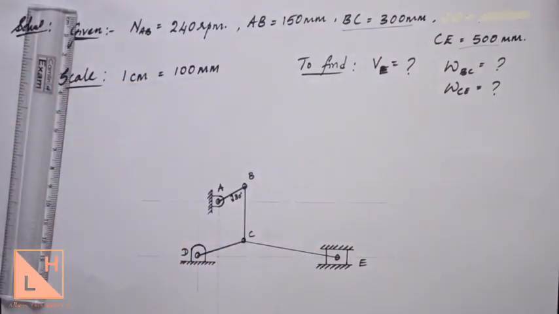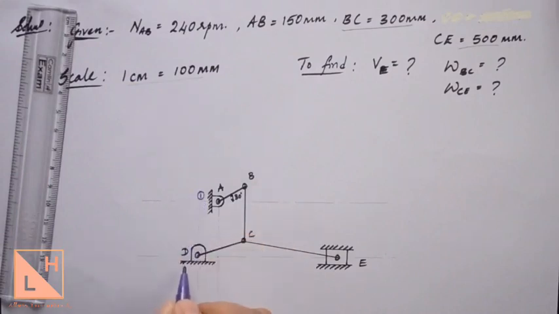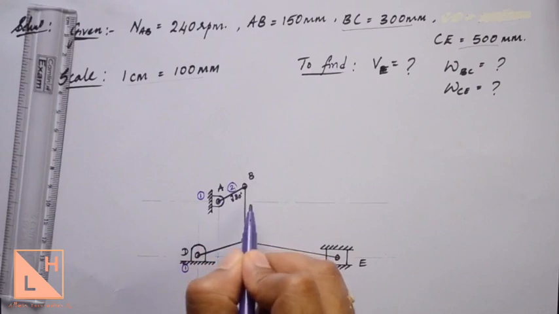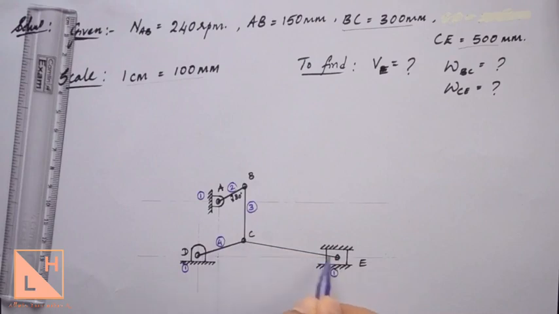Let us count the number of links, using which we can identify the number of instantaneous centers to be found. The fixed link will be named as 1. However many fixed links you find, all of them will be named as 1. The second link will be the crank, that is AB. Third link is BC. Fourth link is CD. This is the fifth link CE. And the slider itself will be link number 6.